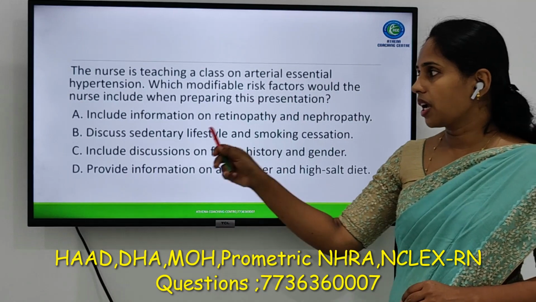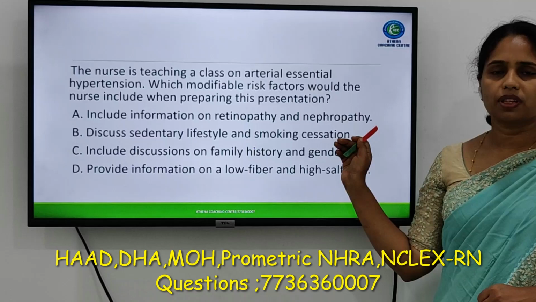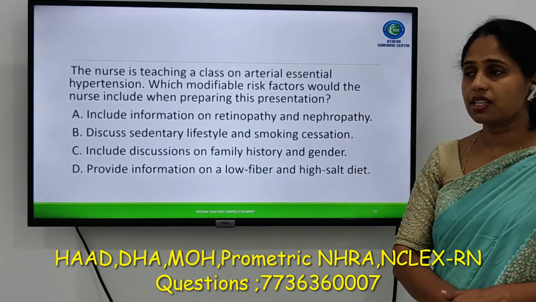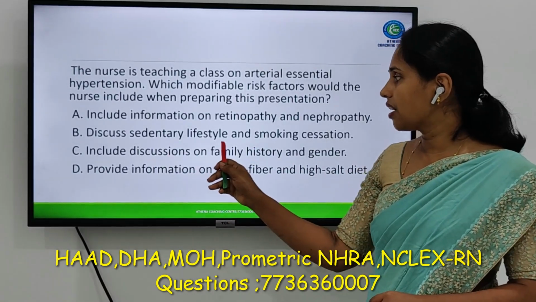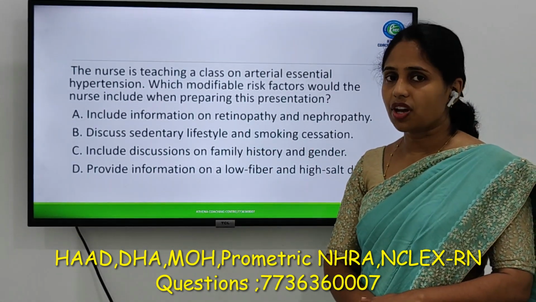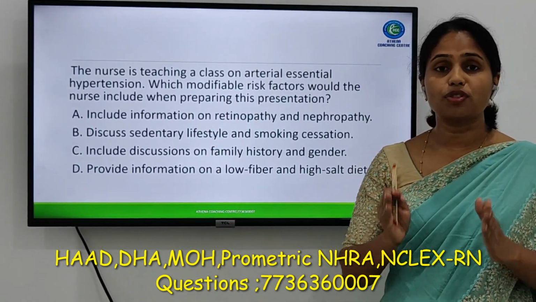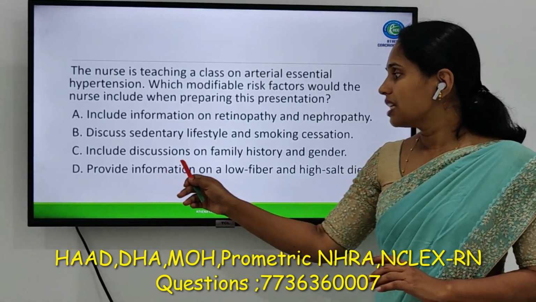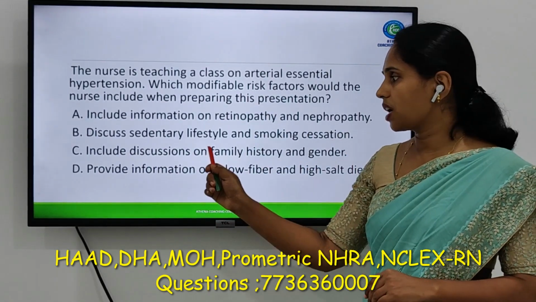Fine. First thing, include information on retinopathy and nephropathy. See, which is not related with essential hypertension, but in case of essential hypertension, there will be chances to get retinopathy. Okay, fine. Discuss sedentary lifestyle and smoking cessation. Yes, that can be considered as a modifiable risk factor. But still, you got the answer, but still you have to read other two options and make sure that other two options are also wrong. Fine. Include discussion on family history and gender. This is considered as a non-modifiable risk factor. So you can remove this.